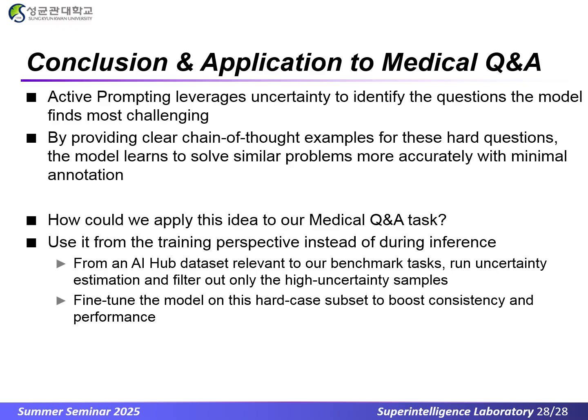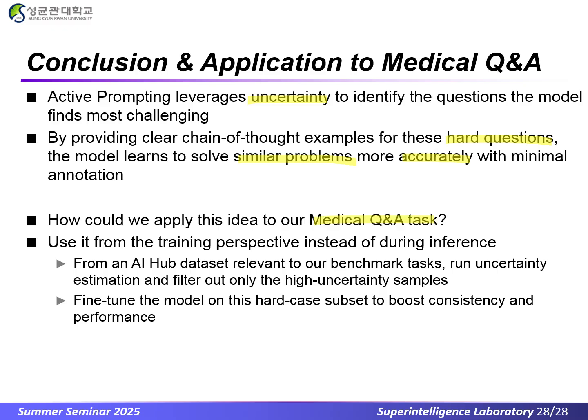Let's wrap up. Active prompting leverages uncertainty to identify the questions the model finds most challenging. By providing clear chain of thought examples for these hard questions, the model learns to solve similar problems more accurately with minimal annotation. So how could we apply this idea to our medical Q&A task?